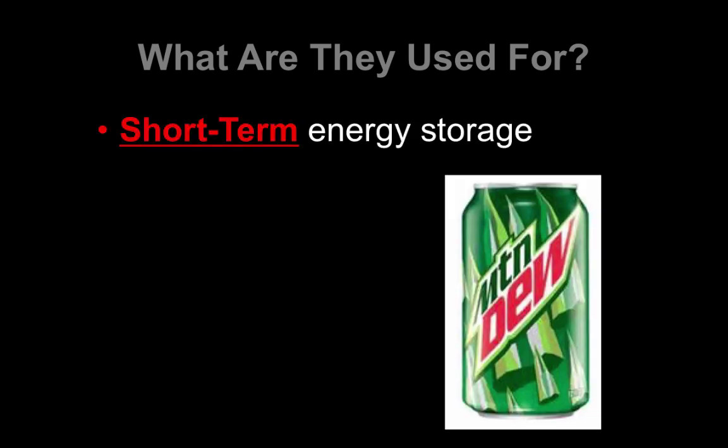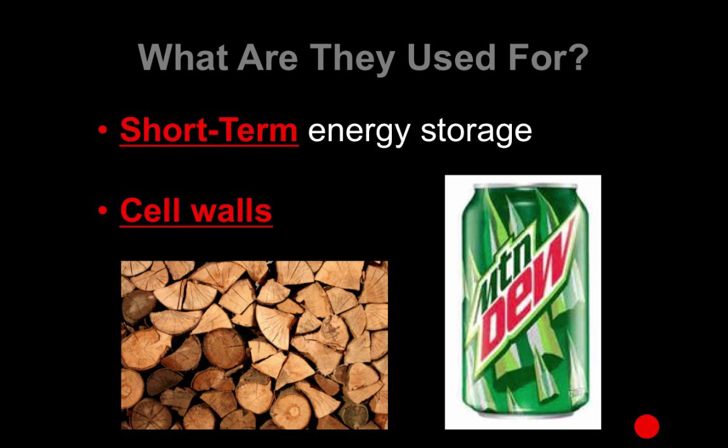So what are carbohydrates used for? Well, they provide us with short-term energy storage. So think sugar, short-term. If you eat a whole bunch of sugar, like you drink a Mountain Dew, you get really hyper for a short period of time and then you crash, because your body uses that sugar real quick to make energy and then it's gone. Carbs are also used for cell walls. This stack of wood here is actually made of carbohydrates. This would be cellulose that makes the cell wall of plants.